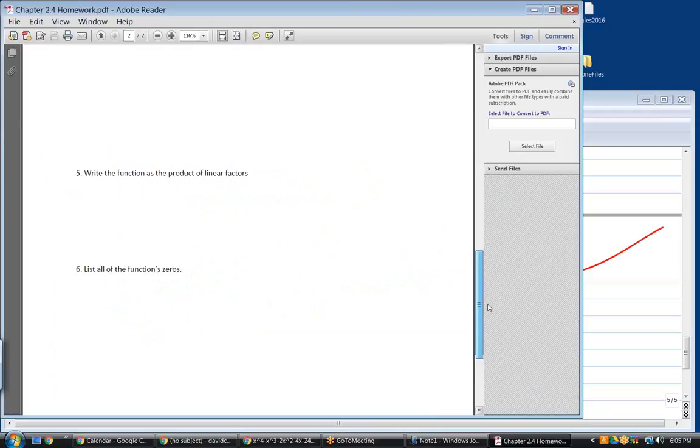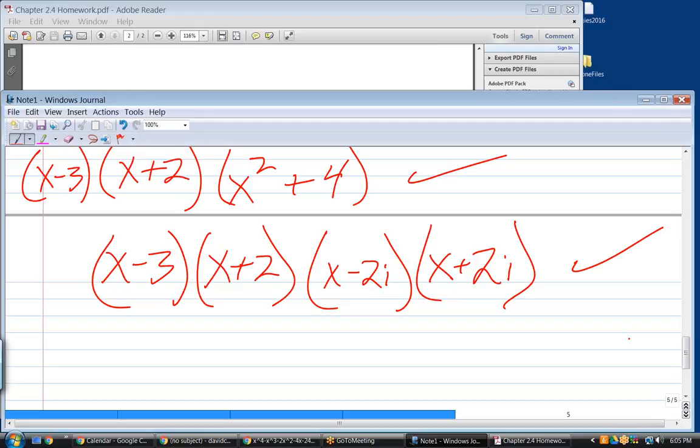Number 6, list all of the function's zeros. What are they? Plus 2? No? Always the opposite of that sign. Oh, so negative 2, 3, and then plus or minus 2i. Actually not. X equals 3 is one zero. X equals minus 2 is another zero. But imaginary numbers aren't zeros. They do not cross the x-axis.